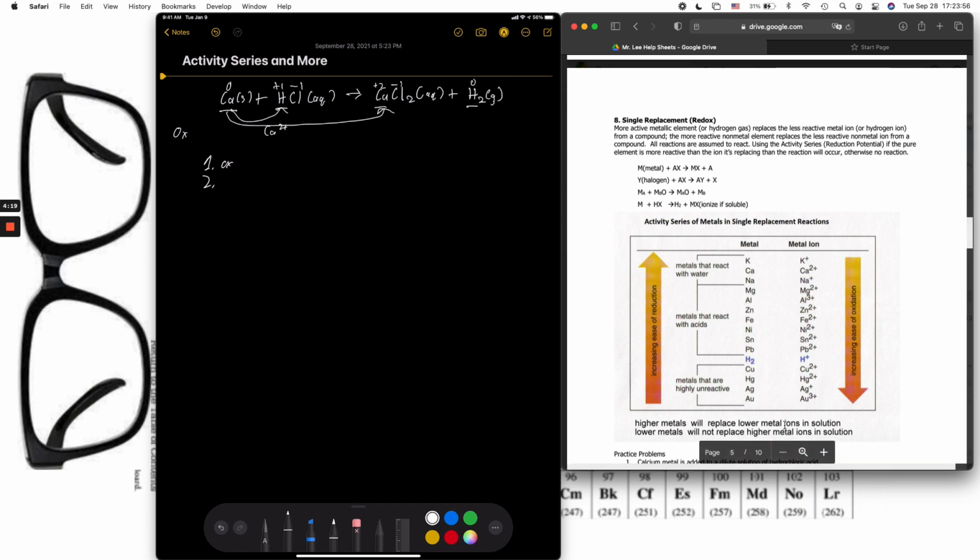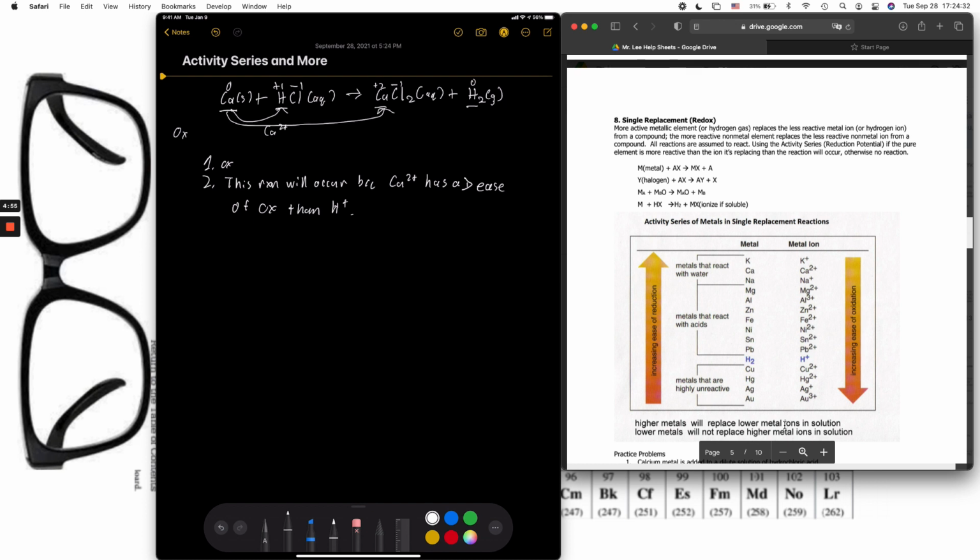So for this answer, we would write: this reaction will occur because Ca has an increased, or greater, ease of oxidation than H plus. From there, the answer will be ease of oxidation, Ca replaces H+.